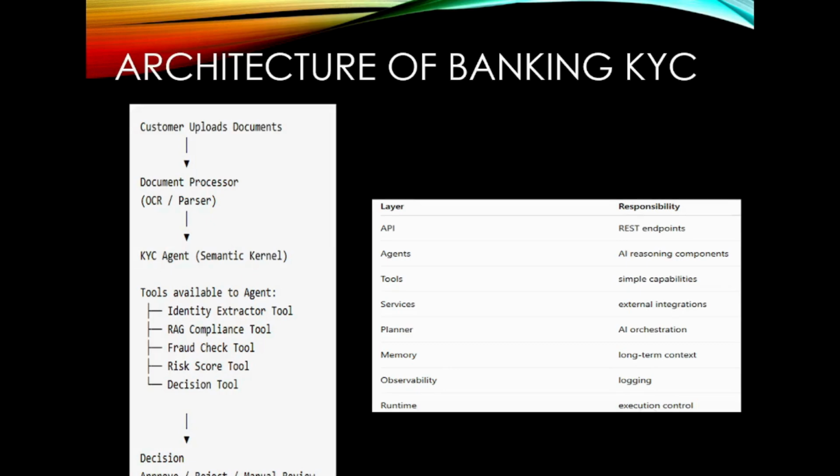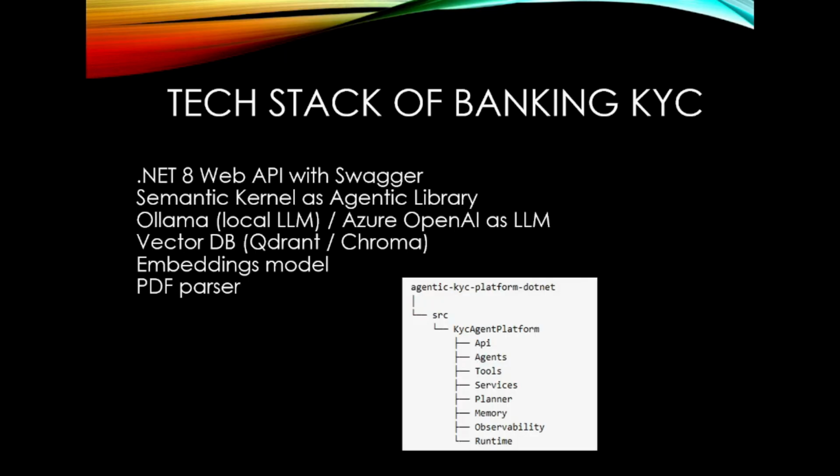And with tool information, the agent will talk to the Ollama or the Azure OpenAI, and the data will come up, and then it will give a final approval or rejection. So what is the tech stack? I think the tech stack is very much the same.